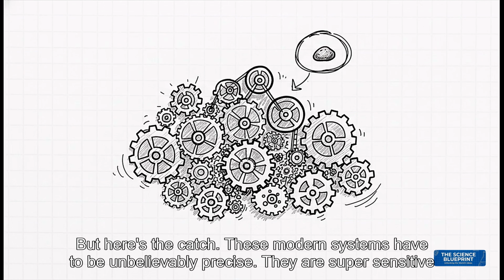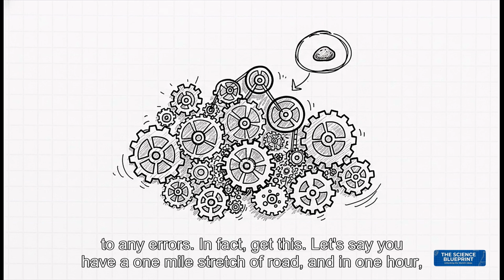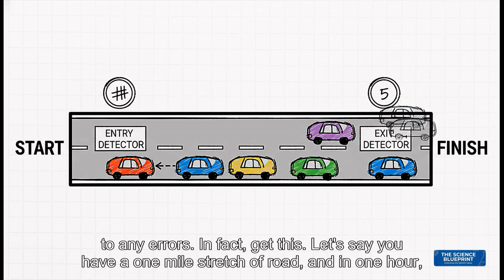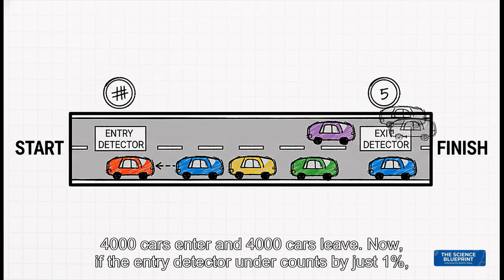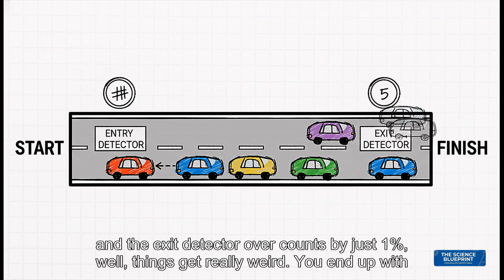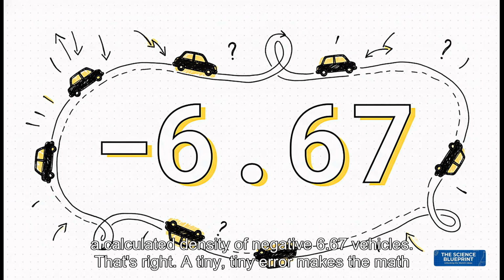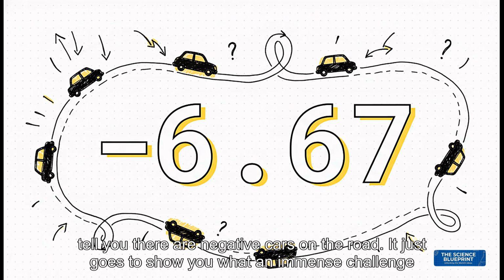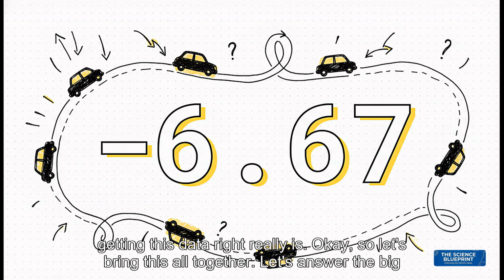These modern systems have to be unbelievably precise. They are super sensitive to any errors. In fact, get this. Let's say you have a 1-mile stretch of road, and in 1 hour, 4,000 cars enter and 4,000 cars leave. Now, if the entry detector undercounts by just 1%, and the exit detector overcounts by just 1%, well, things get really weird. You end up with a calculated density of negative 6.67 vehicles. That's right, a tiny error makes the math tell you there are negative cars on the road. It just goes to show you what an immense challenge getting this data right really is.